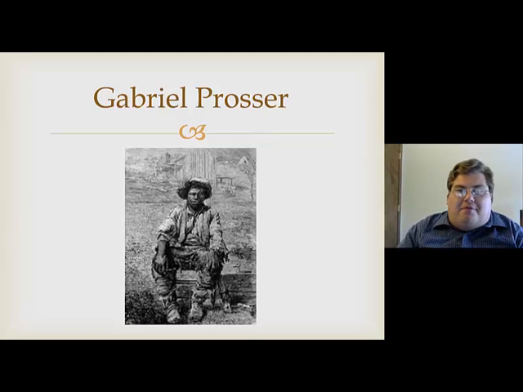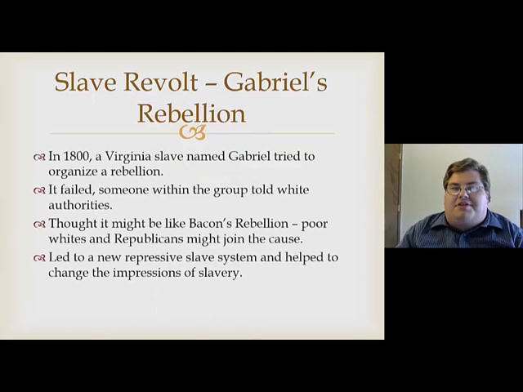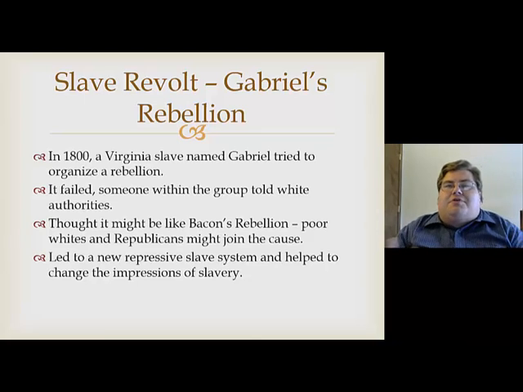Now, his last name is not Prosser, but slaves typically at this time only had one name. And so to help identify a slave so you don't have 10 Gabriels, they would often tend to use the master's last name. So many people record his name as Gabriel Prosser. Now, what he wanted to do in 1800 was organize a slave rebellion in Virginia.